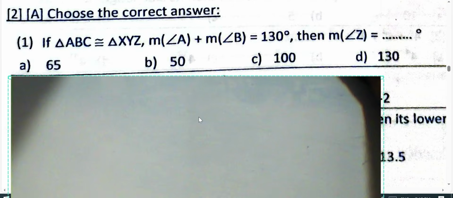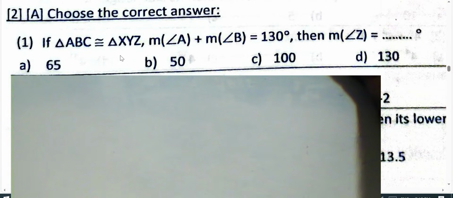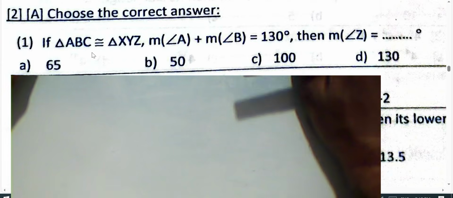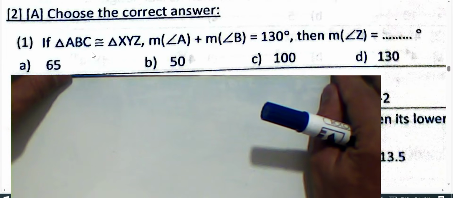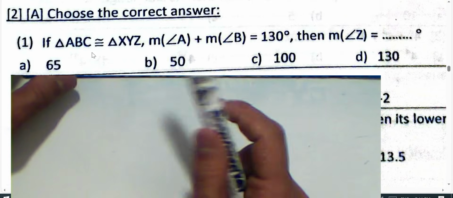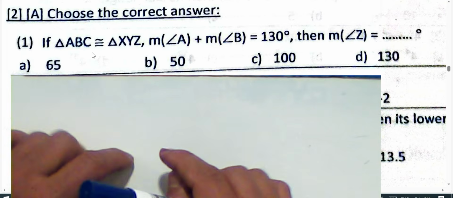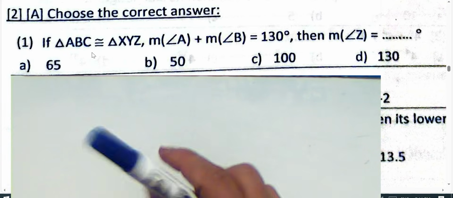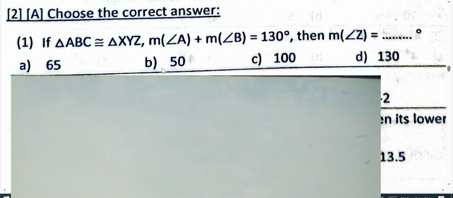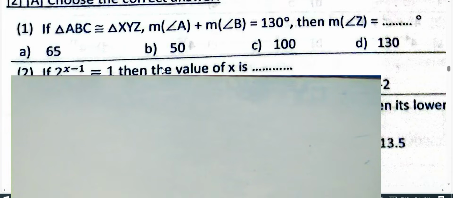Choose the correct answer. Triangle ABC congruent triangle XYZ. Measure of angle A plus measure of angle B equal 130 degree. The measure of angle Z? Okay. Measure of angle Z equivalent to measure of angle C. We can find the measure of angle C from this triangle. We know the sum of angles of any triangle equal 180. Then the measure of angle C will be 50 degree. And also Z 50 degree because we have two triangles congruent. The measures of corresponding angles are equal in the measure. The measure of angle Z equal measure of angle C equal 50 degree.